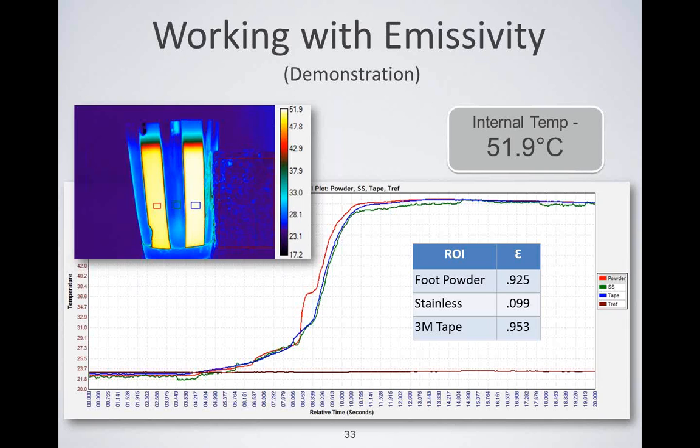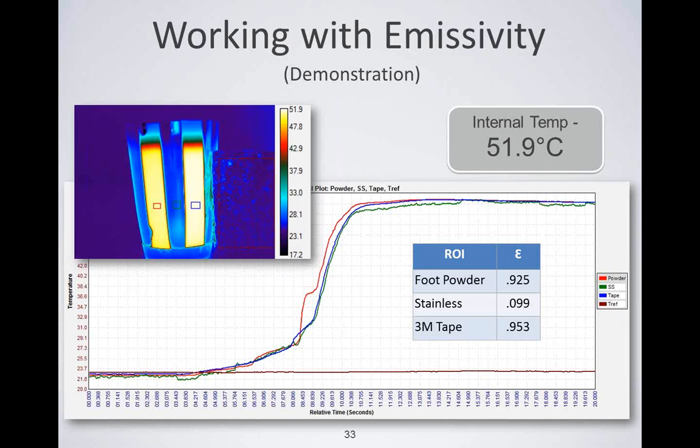And 0.5% reflective. The plot shows the corrected calculated temperature tracks almost exactly with the 3M tape. Speaking of 3M tape, I did use a calculator to generate an emissivity value to check against the table value. The calculator results match the table perfectly at 0.95.